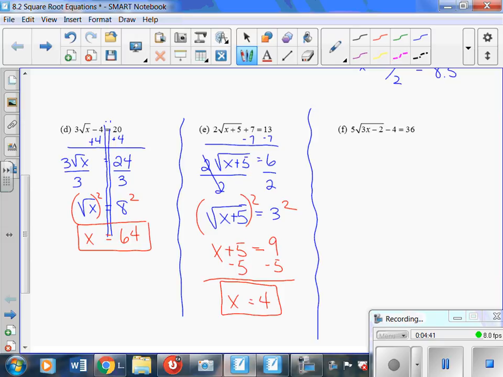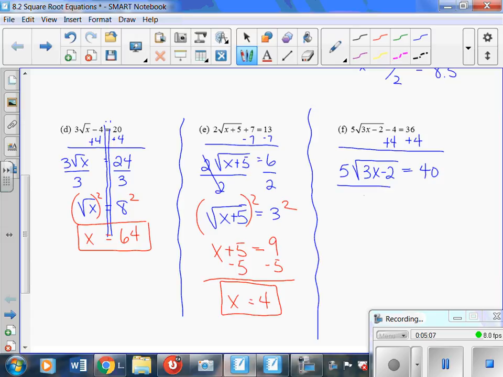Okay, so again, it's a square root, so I know I have to isolate that square root. So let's add and subtract first, because that's the first thing we learned how to do. So we add 4 to both sides. So we get 5 rad 3x minus 2. Make sure you're making that radical sign long enough that it goes over that 2. And now it's equal to 40.